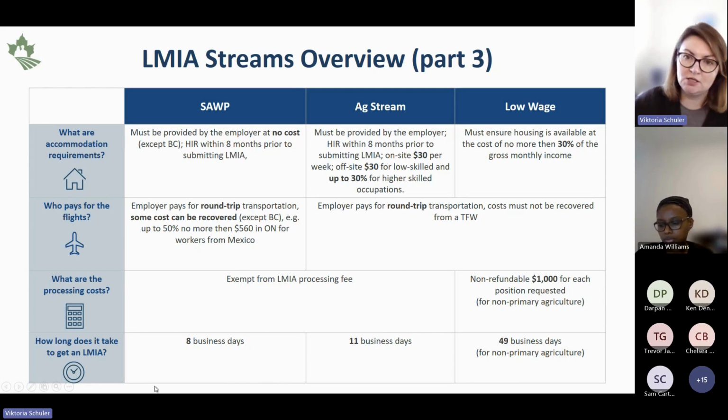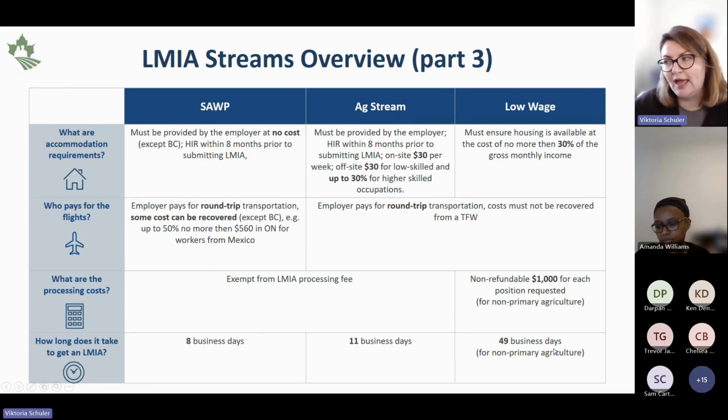And how long does it take to get an LMIA? I checked their website last night, just when I was finalizing my presentation. So SOAP is 8 business days, Extreme is 11 business days, which is pretty good. Low wage, non-primary is 49. So it's quite lengthy, so plan ahead.